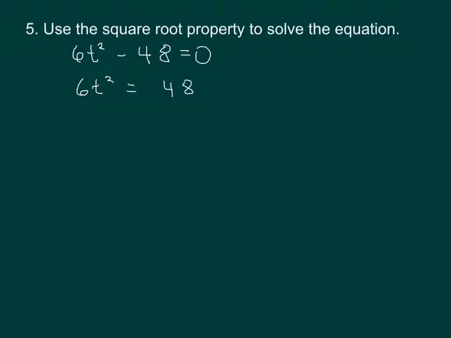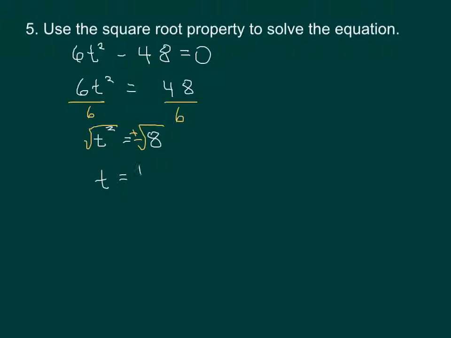Now 6 is not a perfect square, so we don't have the left side as something squared yet, so we have to divide both sides by 6, and that gives us t squared equals 48 divided by 6 is 8. So now we can take the square root of both sides, but we have to do plus or minus the square root of the right side. Square root of a square is itself, so we have t because the square root and the square cancel.